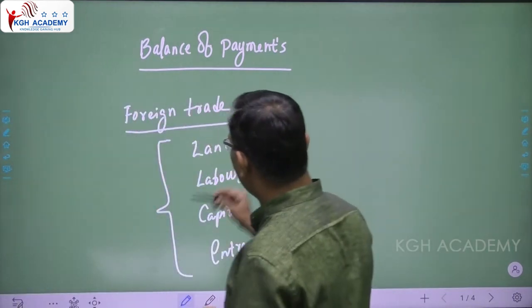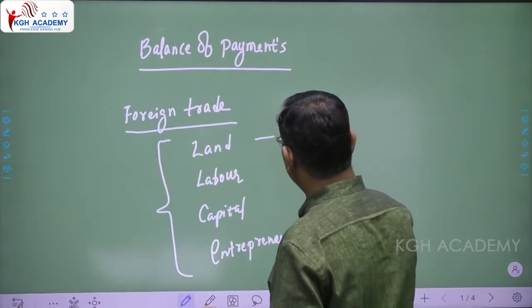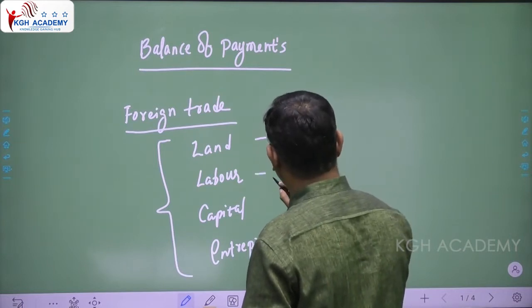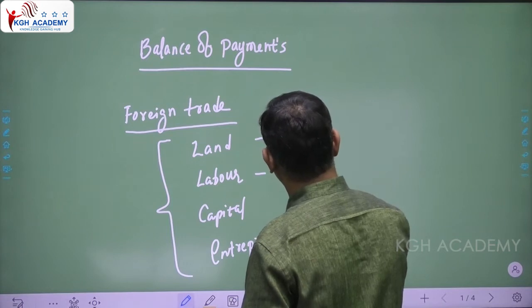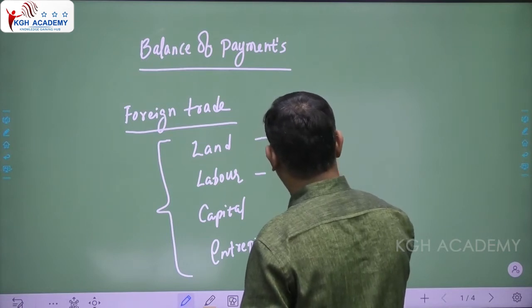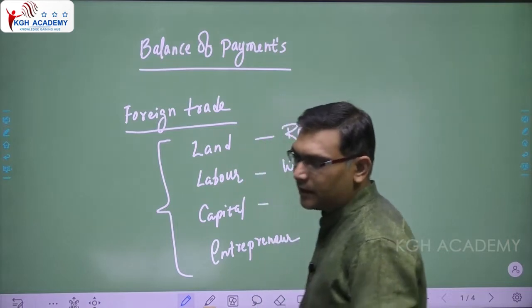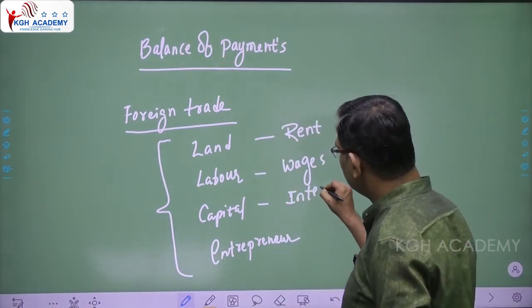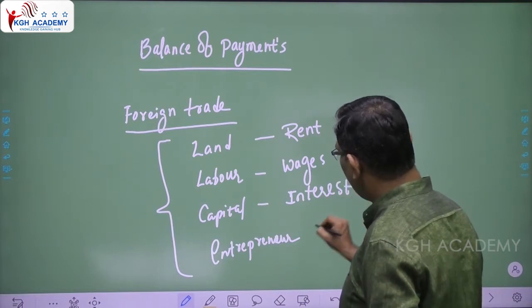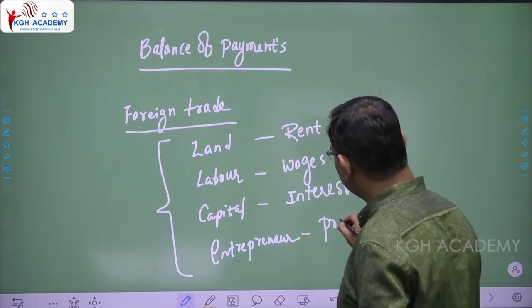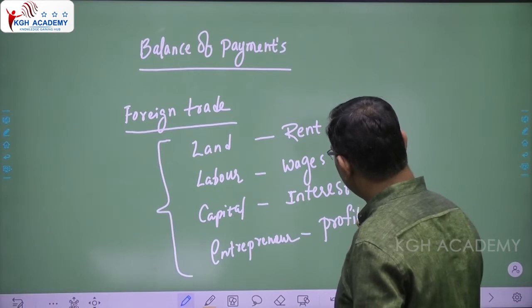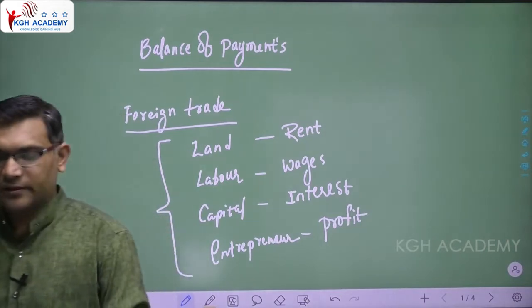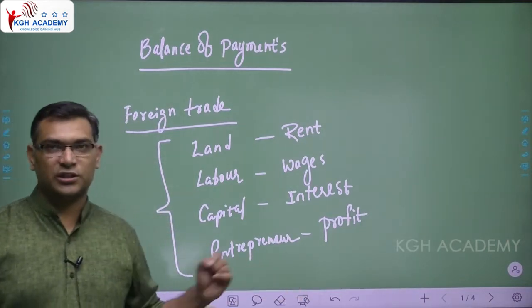For the land, what you will get? You will get rent. For the labor, you will get wages. For capital, you will get interest. And for the entrepreneur, you will get profit. So these are factors of production and factors of income.